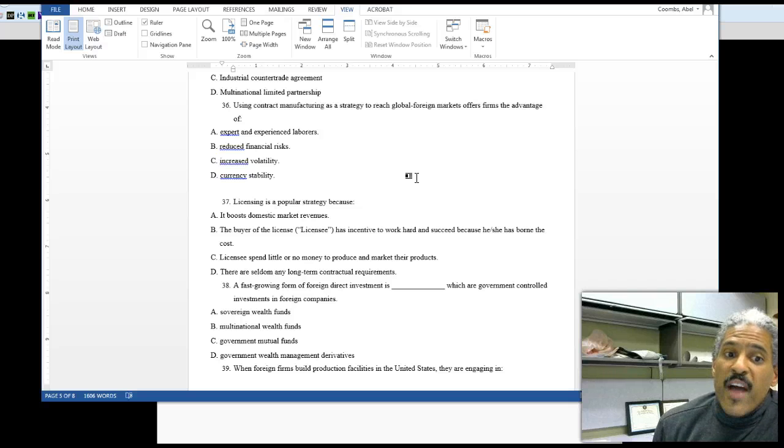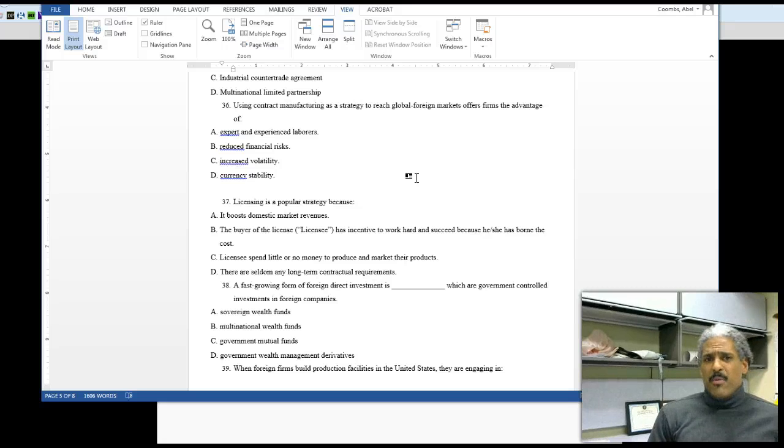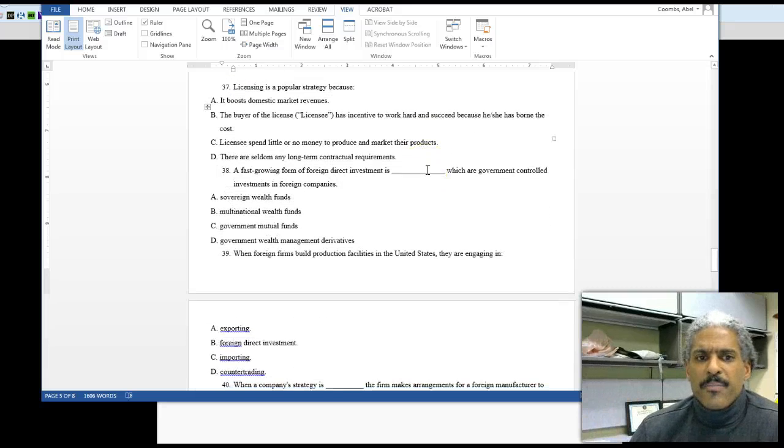B, reduced financial risk, right? A, expert and experienced laborers. Yeah, that's an answer. You get that in contract manufacturing, but the better answer is reduced financial risk. It's about the money. It's about the money. Otherwise, I could use my own labor force that's experts, but let me go over there. Less money. Let's continue on.